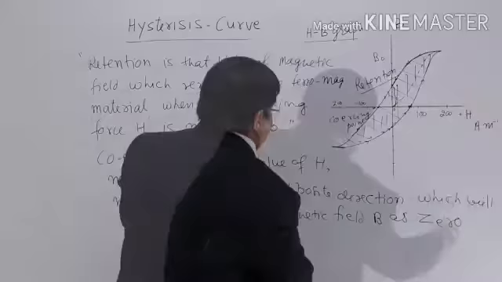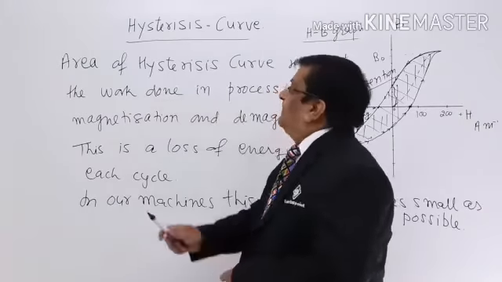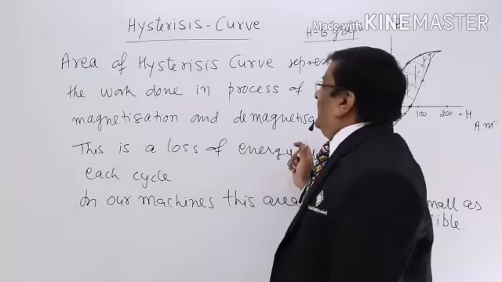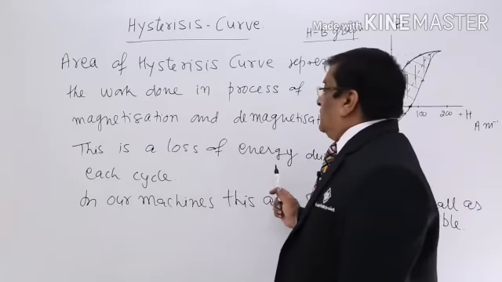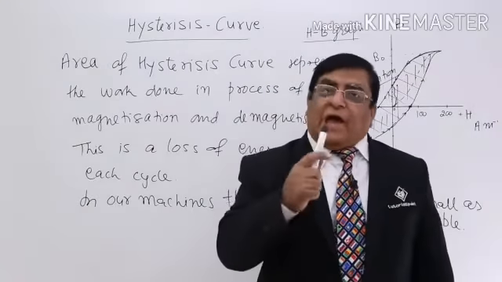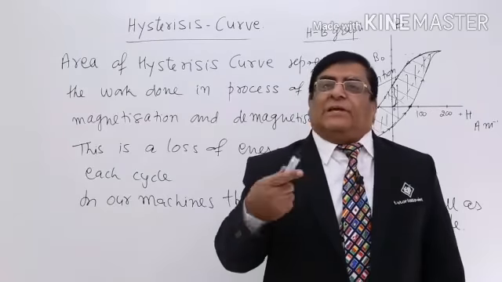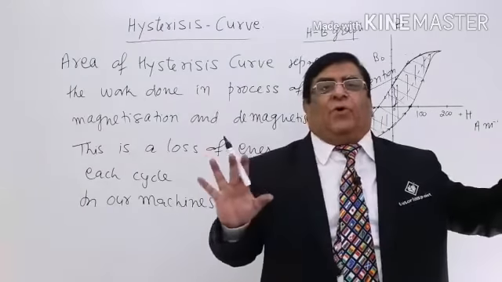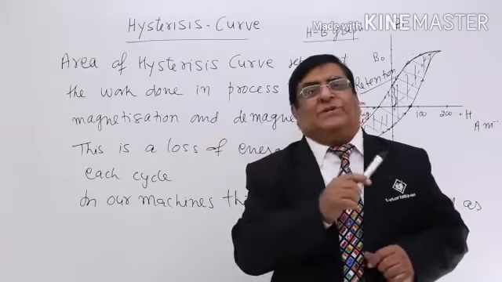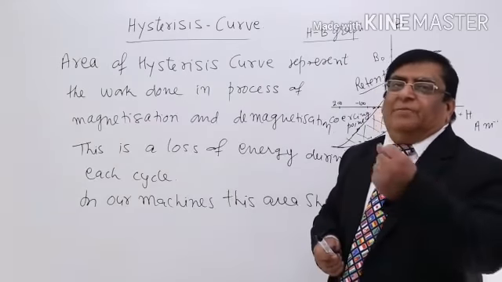I will write it for you. Okay, so the area of the hysteresis curve is the work done in the process of magnetization and demagnetization. This is the loss of energy during each cycle. There are certain machines where we have to do this. Without that, the machines will not work. Motors are there, transformers are there, and all our industry is full of these machines. And in that, every time we are doing magnetization and demagnetization, so we have to lose energy. That is the demand of the process.